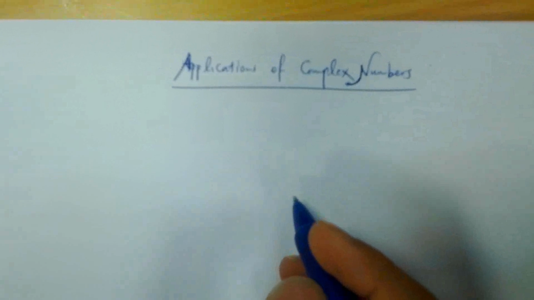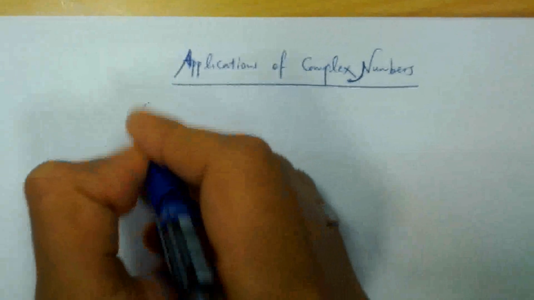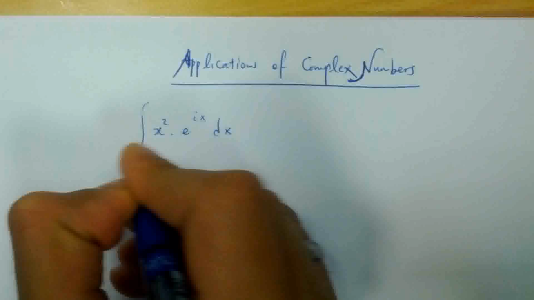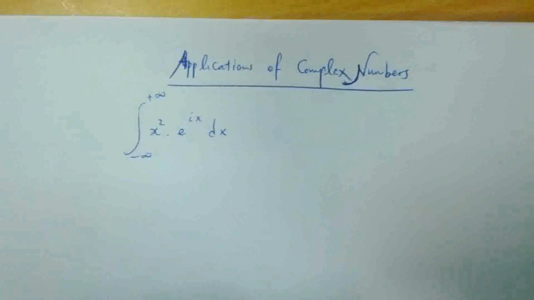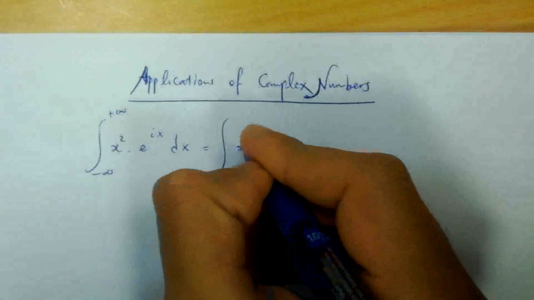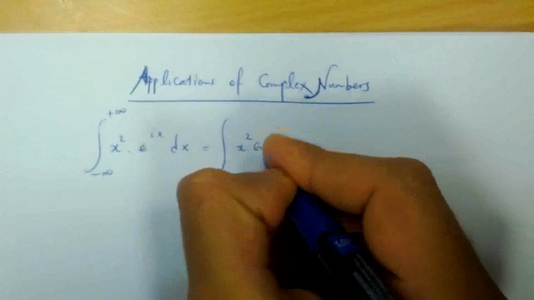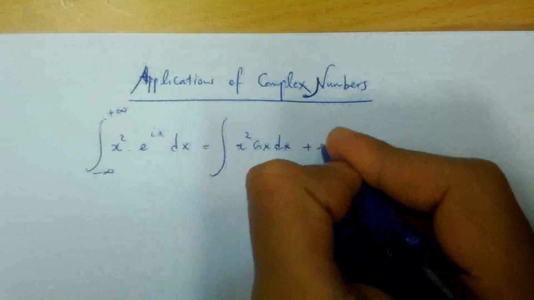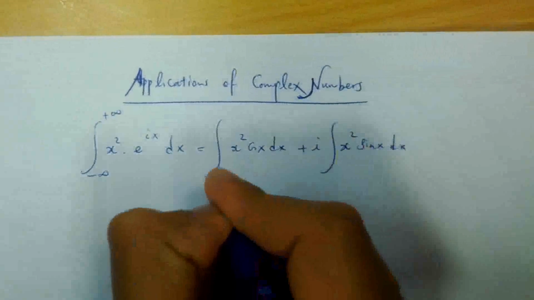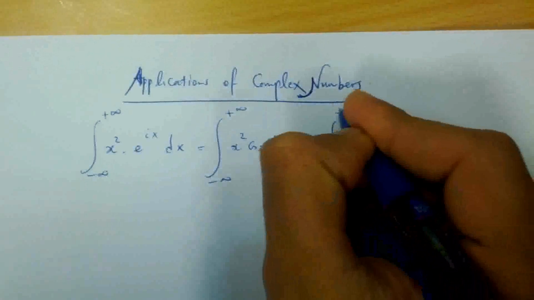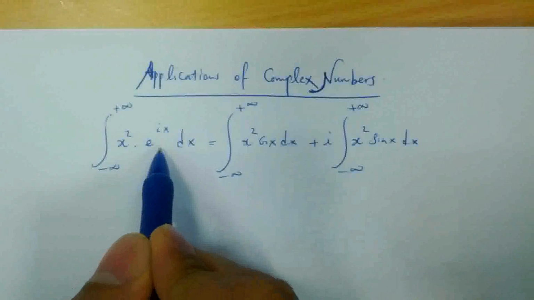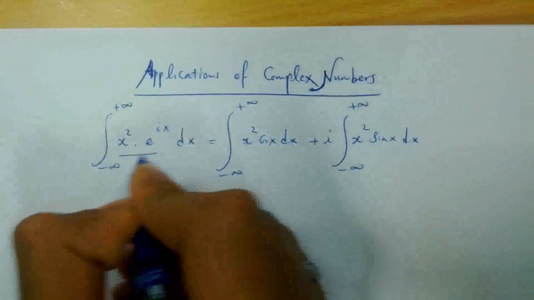Normally we are interested in converting the integrals of complex functions to the integrals of real functions. For example, if I have the integral of x squared times e to ix dx from minus infinity to plus infinity, I can write this integral as the integral of x squared times cosine of x dx plus i times the integral of x squared sine of x dx from minus infinity to plus infinity. This is an integral of a complex function. This is not a real function.